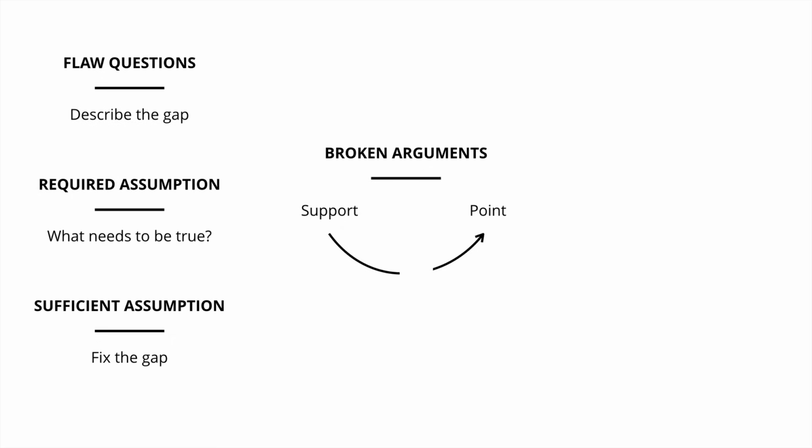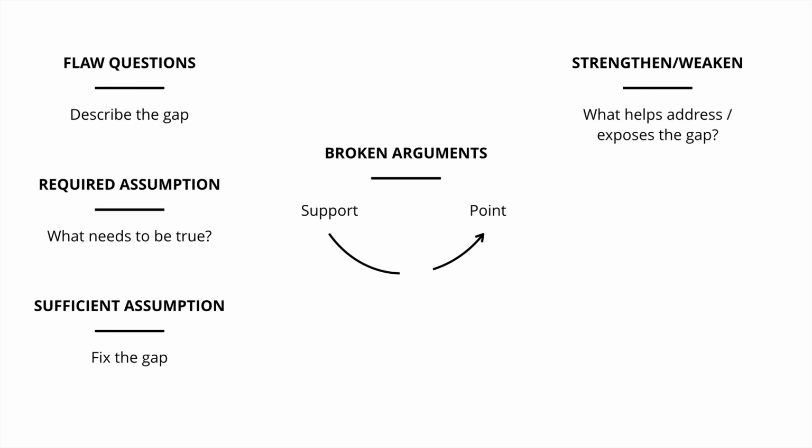Sufficient assumption questions ask, okay, if we're going to fill this gap, what's enough to guarantee that the argument will be valid, right? So what can we put in that allows this support to actually guarantee this conclusion? Strengthen and weaken questions ask you to address these issues in some way. Strengthen questions will help prop up or fill in that gap.